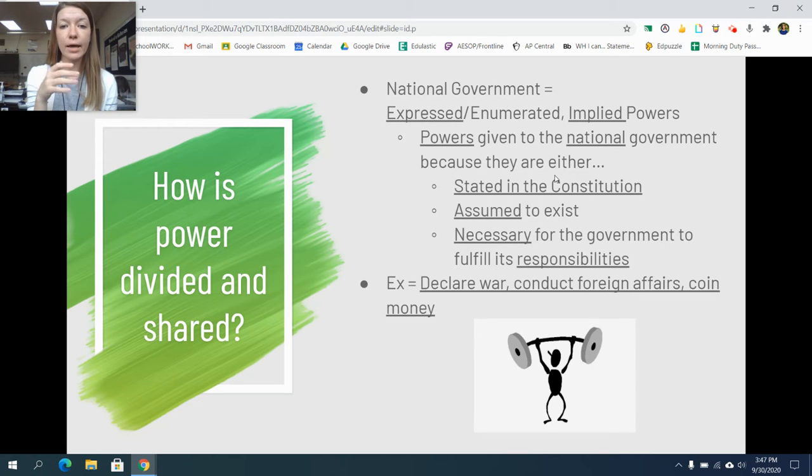Another example is that the national government can coin money. They are the only ones that can do that. So we have U.S. currency rather than state currencies.